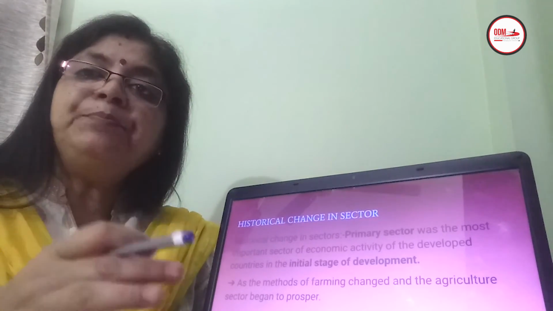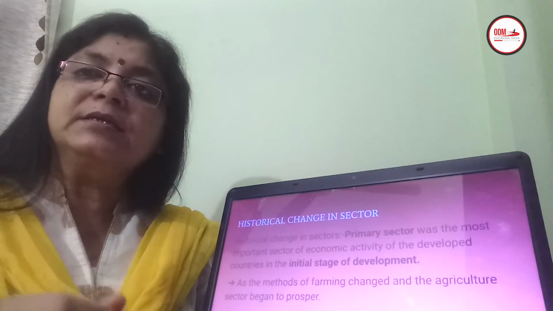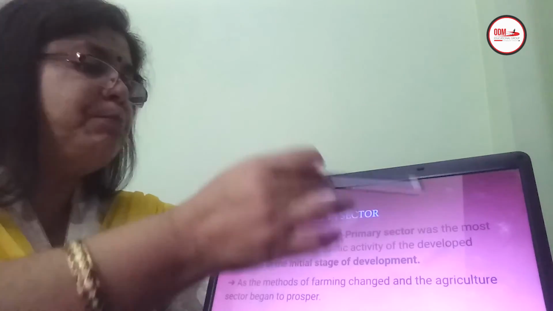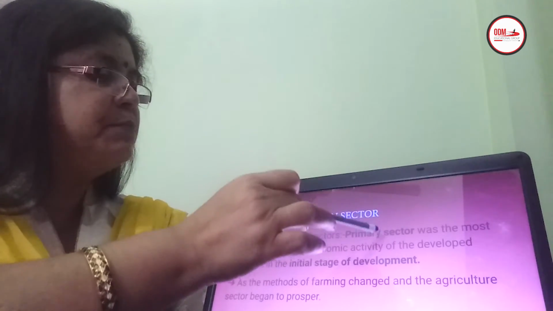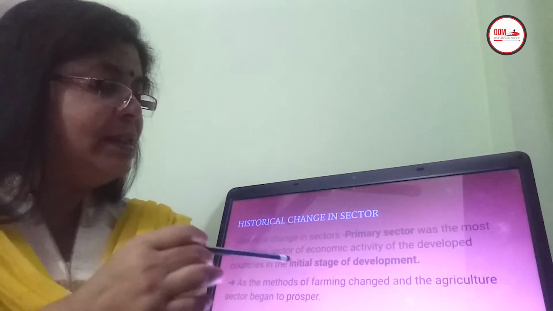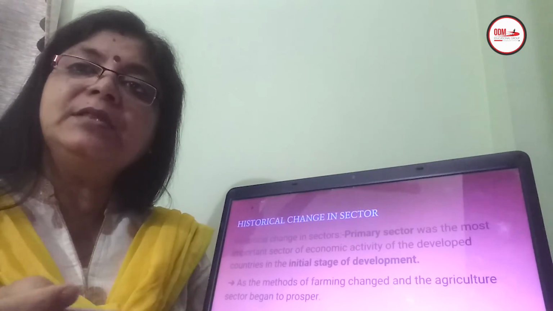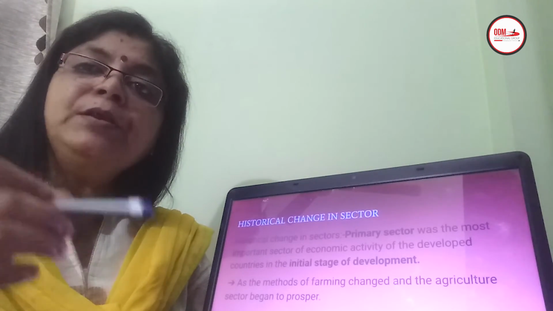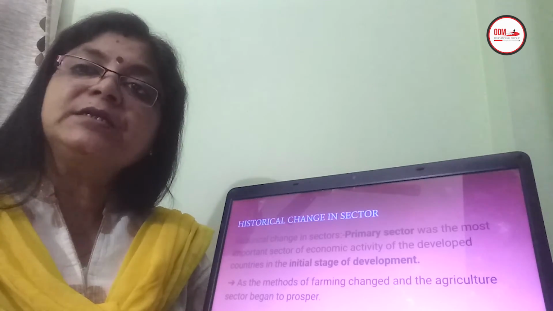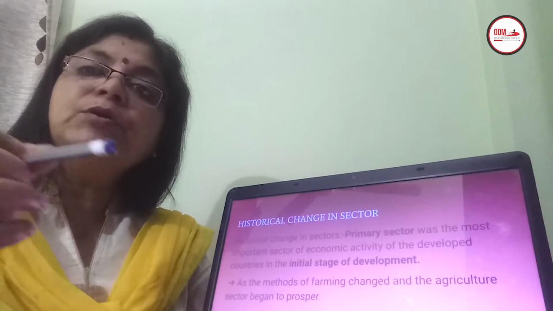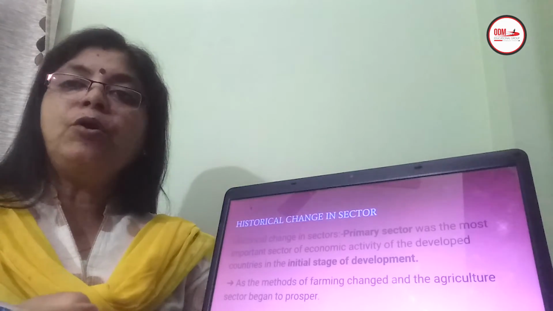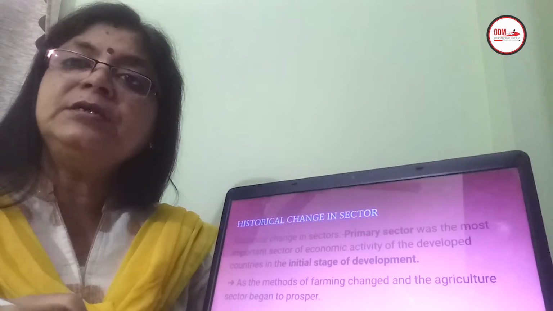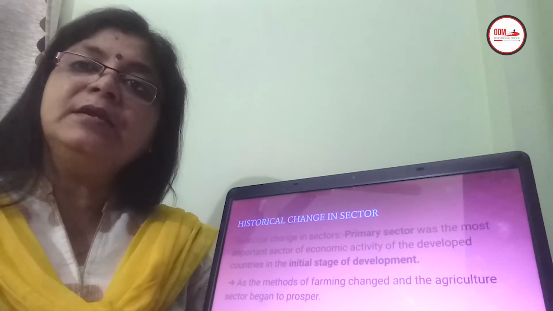Then, children, we will go on to the historical change in sectors: how historically the shifting takes place from one sector to another. In the initial stage, the maximum importance is in the primary sector. Maximum people are employed in the primary sector and the GDP from the primary sector is higher. When the agricultural sector changed its methods of cultivation and adopted new methods, people shifted from one sector to another, because they depend on the secondary sector for inputs. The secondary sector supplies HYV seeds, raw materials, pesticides, insecticides, chemical fertilizers, tractors, machines and tools. All these are produced in the secondary sector.